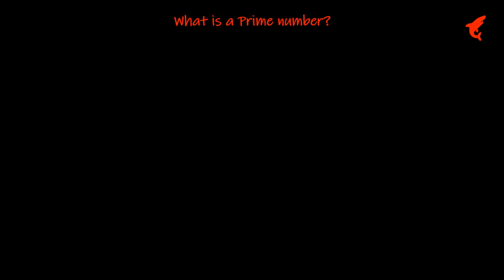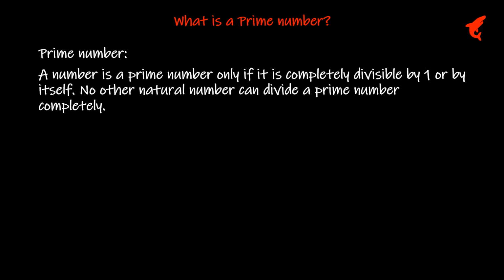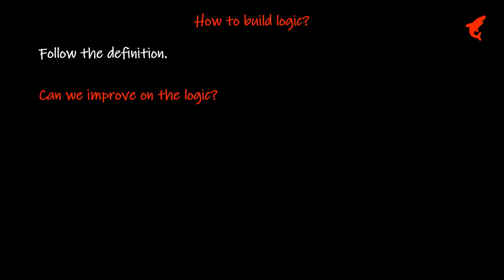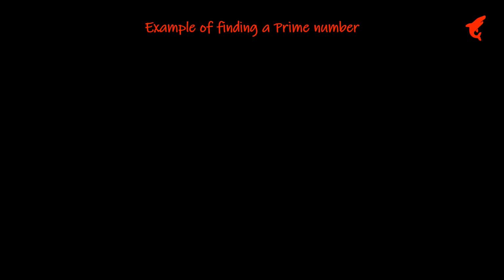So what is a prime number? A number is a prime number only if it is completely divisible by 1 or by itself. No other natural number can divide a prime number completely. So how does one build the logic for the program? Simply follow the definition of the prime number. But can we improve on the logic? Let us look at some examples of a prime number.